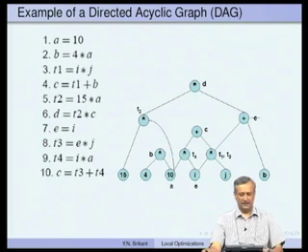Here is an example of a directed acyclic graph, DAG as it is called. Here is a set of 10 quadruples, a small basic block, and a basic block can be represented in the form of a directed acyclic graph. Here is the DAG representation of this particular basic block.